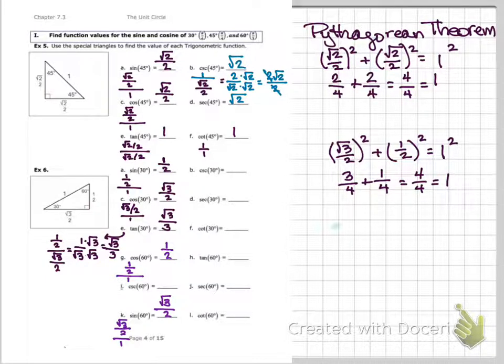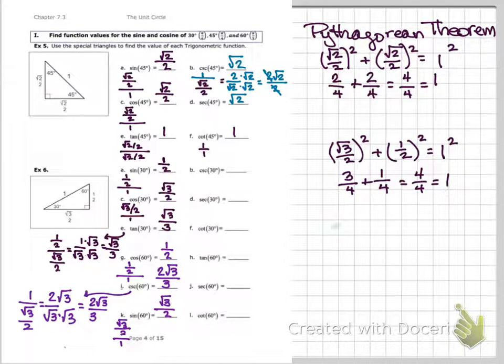Cosecant of 60. Cosecant is 1 over sine. So I get 1 over square root of 3 over 2. 1 over anything is the reciprocal function. It's really just going to take our denominator and flip it over. Or we can go back to the whole dividing by a fraction is the same as multiplying by the reciprocal. Both get you at the same place. So our cosecant is 2 square roots of 3 over 3.